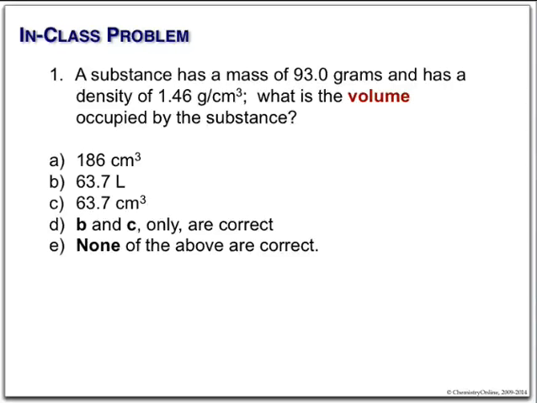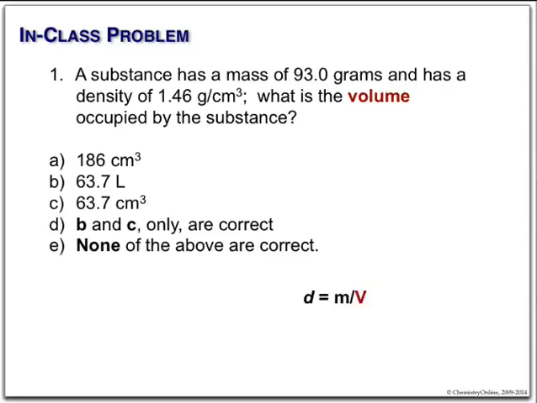We have a mass of 93 grams. We have a density of 1.46 gram per cubic centimeter. What's our volume? Well, we know by now that there are a couple ways we can do this.